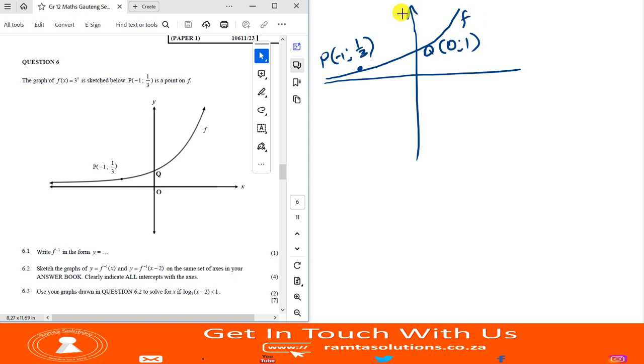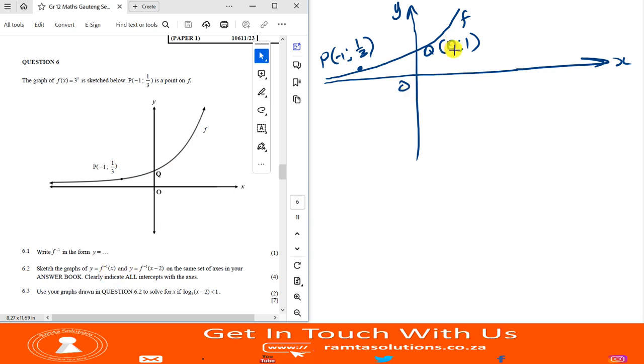Okay? This is F. By the way, you are y, and you are x. What was the domain here? The range rather is y is greater than 0. So what was your domain will become your range. Now pay attention. I'm going to start with F inverse of x.